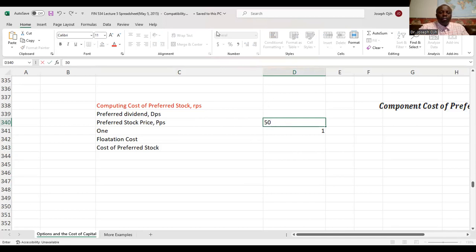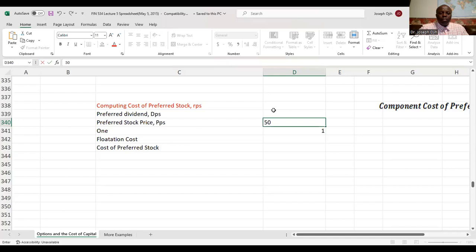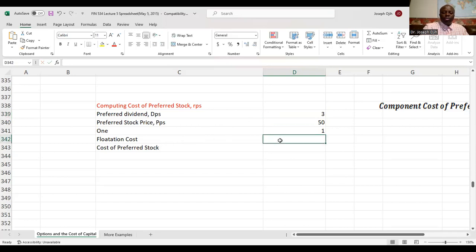Then next we have the dividend. The company pays $3 annual dividends, so the dividend is $3. And the cost of flotation is 3%, which is 0.03. Note that 1 is part of the formula. So we can now calculate the cost of the preferred stock as follows.